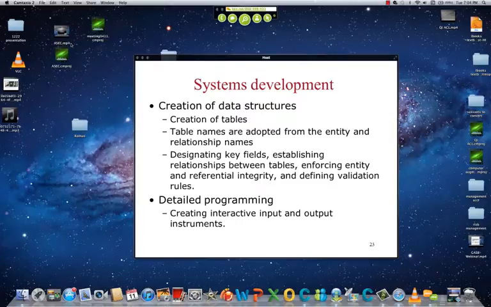Detailed programming basically means that you create those forms, the user interface. You want your users to operate with the system, so they have to have some way. They will not go into the database level and work with the system. They should have some simple user interface, and detailed programming is what makes it possible. Questions?